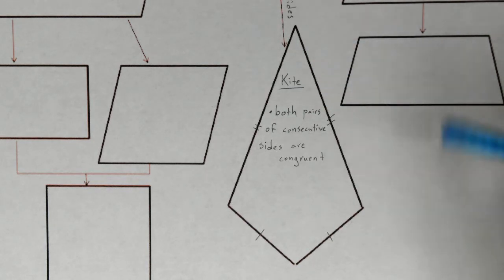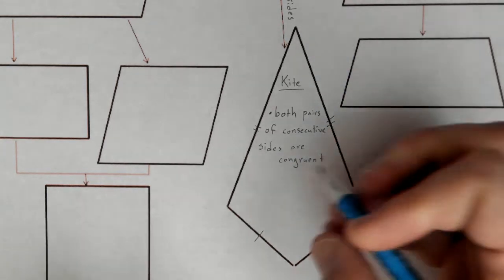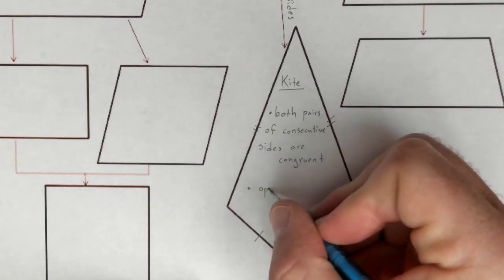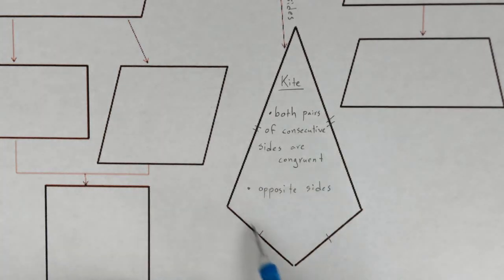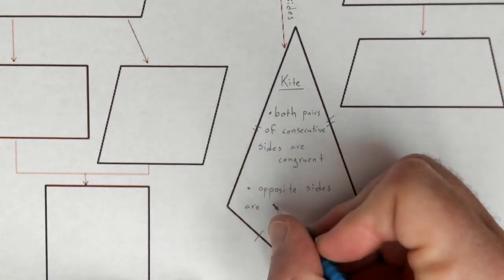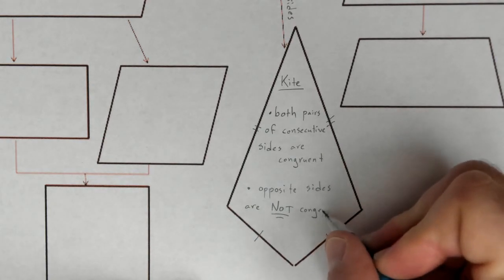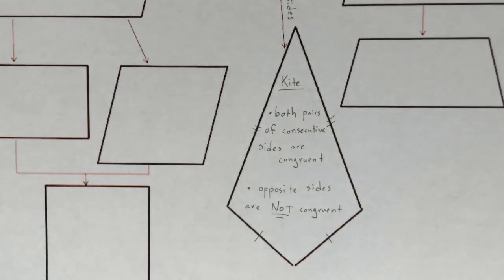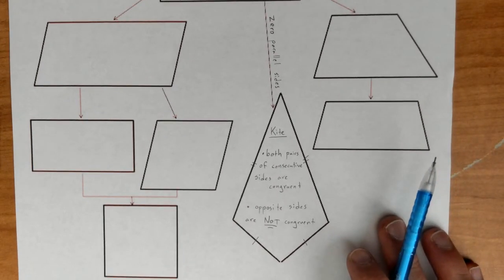Now, both pairs of consecutive sides are congruent, so right there and right there. However, opposite sides, so say this side is opposite to this one, opposite sides are not congruent. Now, this particular kite, I think just by looking at it, you can see that pretty clearly, but it should be true of all kites. All right, so if I've got a quadrilateral with no parallel sides, it's a kite.